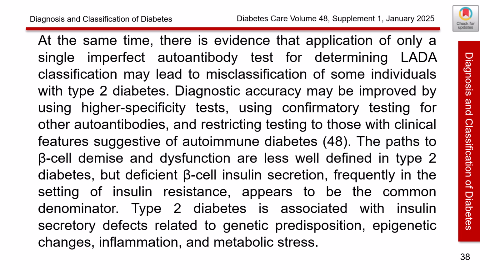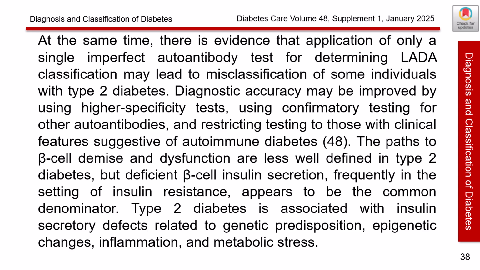At the same time, there is evidence that application of only a single imperfect autoantibody test for determining latent autoimmune diabetes in adults, LADA, classification may lead to misclassification of some individuals with type 2 diabetes. Diagnostic accuracy may be improved by using higher specificity tests, using confirmatory testing for other autoantibodies, and restricting testing to those with clinical features suggestive of autoimmune diabetes.